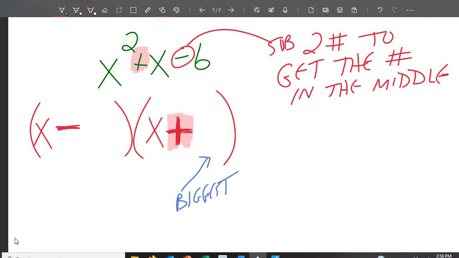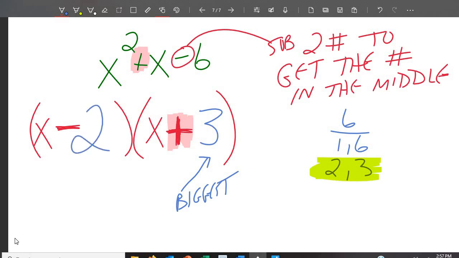Now, think about the factors of 6. Which two numbers subtract to give me 1? And I hope you can see the two factors that subtract to give me 1 are 2 and 3. So 2 is going to go in one of the parentheses and 3 is going to go in the other. Well, the bigger number goes with the sign that's in the middle, so the 3 would go here and the 2 would go here.